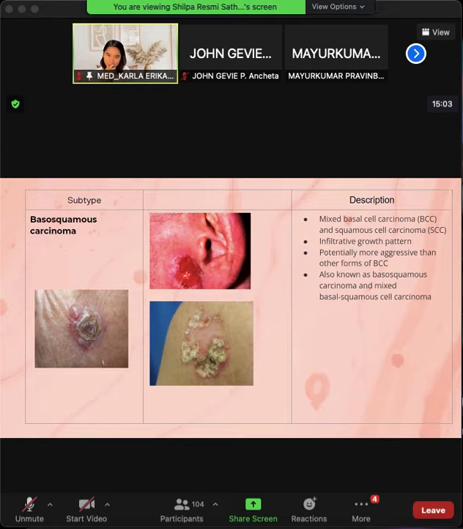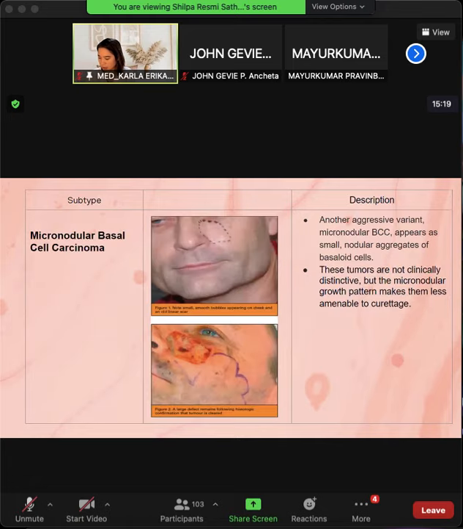Basosquamous carcinoma. This is a mixture of BCC and squamous cell carcinoma. Infiltrative growth pattern, potentially more aggressive than other forms of BCC. Also known as basosquamous carcinoma and mixed basal squamous cell carcinoma. Next slide. Micronodular basal cell carcinoma. Another aggressive variant, micronodular BCC, appears as small nodular aggregates of basaloid cells. These tumors are not clinically distinctive, but the micronodular growth pattern makes them less amenable to curettage.